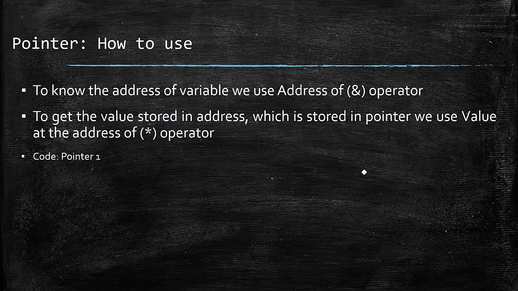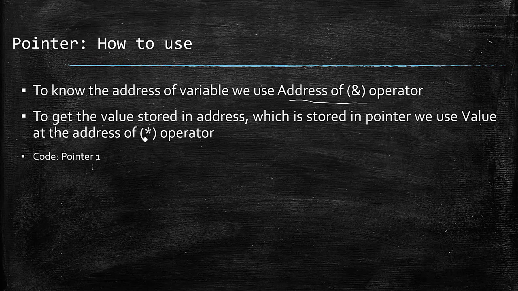Now, how to use a pointer? First of all, how does a pointer store the address of a variable or a function? How can we get the address of a variable? By using the address of operator. The and symbol, the ampersand, is used as the address of operator. By using this operator, we can get the address of a variable. Then we can assign that address to a pointer. Now, if we want to access the value stored in that variable, we need to use the asterisk operator.